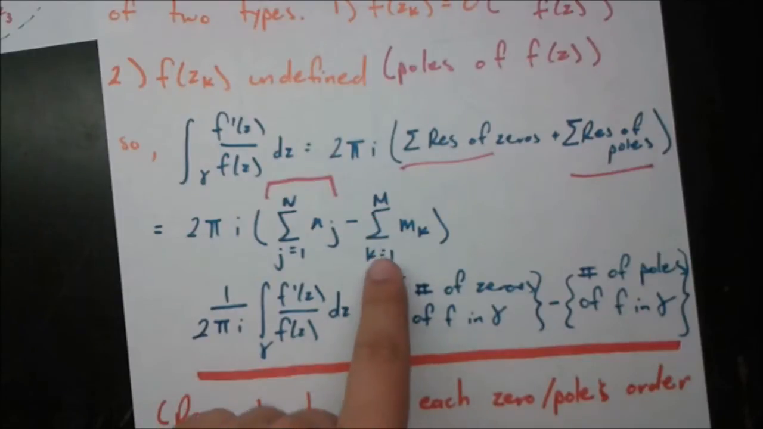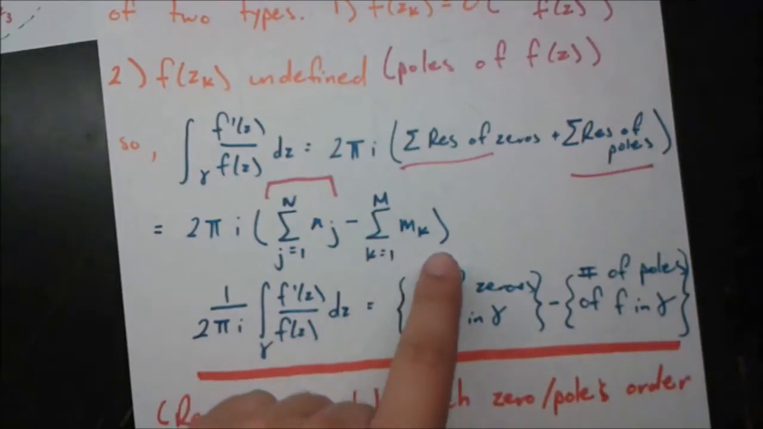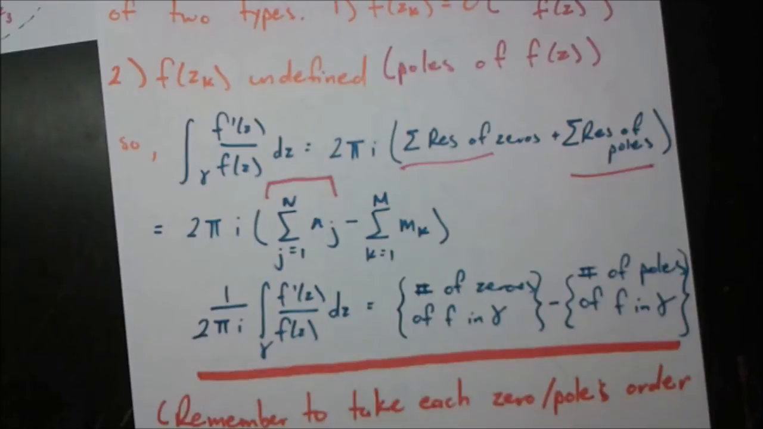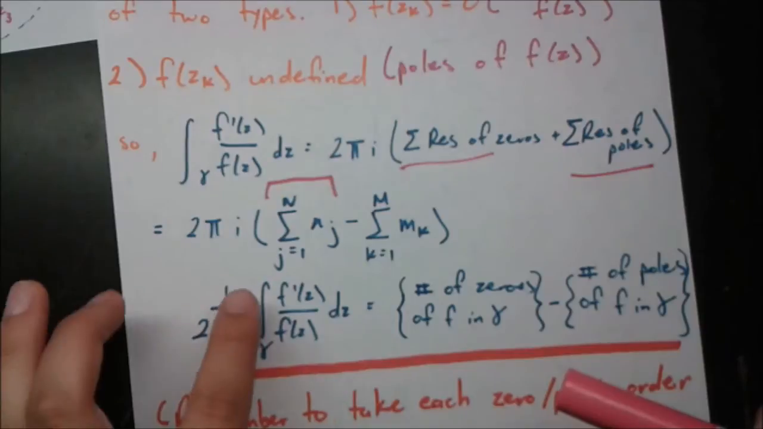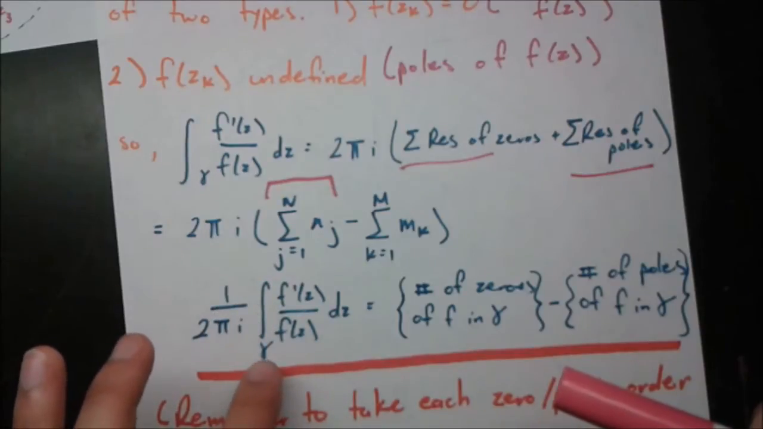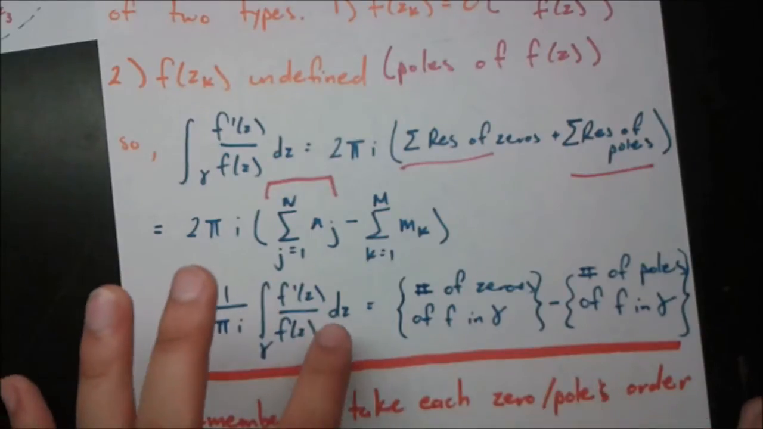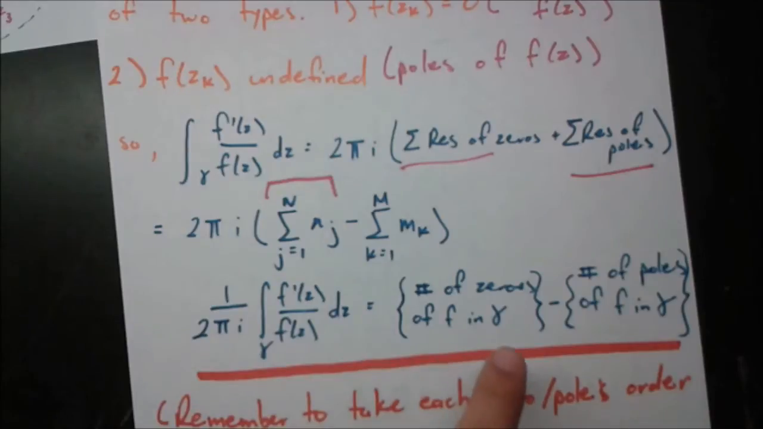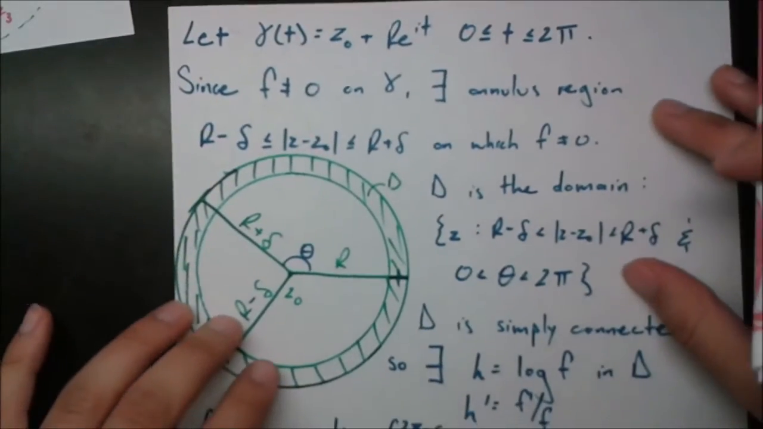We sum from k equals 1 to m of m sub k. And this is going to be the sum of the multiplicities or orders of all of the poles. But remember, you have to take the orders into account. If there's a pole of order 5, you need to put 5 there instead of just 1 for that one pole. So in the end, what we have is 1 over 2 pi i times the integral over gamma of f prime over f dz is equal to the number of zeros of f in gamma minus the number of poles of f in gamma. And we just keep going with this, and we're going to see this becomes the argument principle, something that's very, very powerful. So let's go ahead and do the next thing.